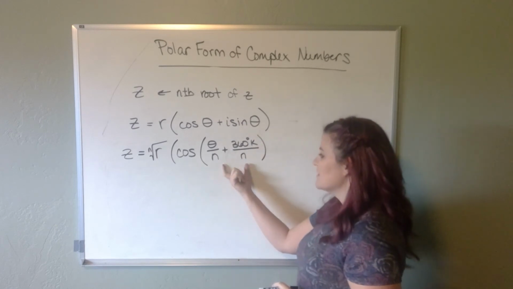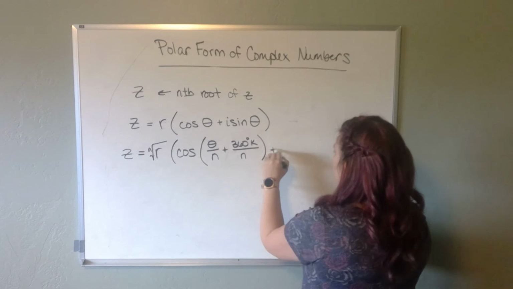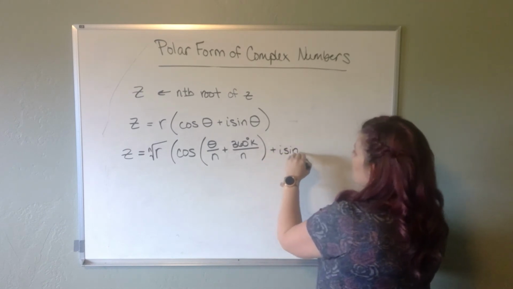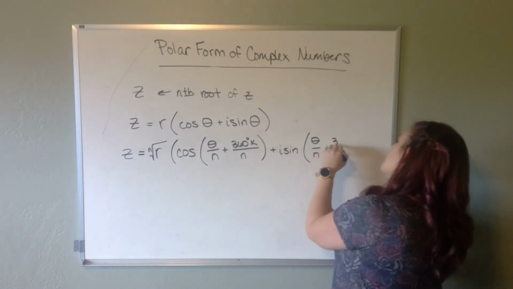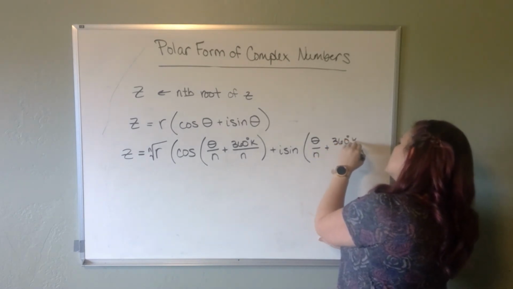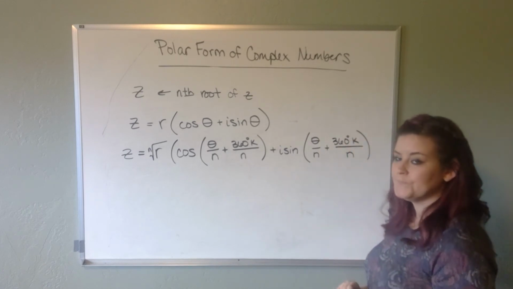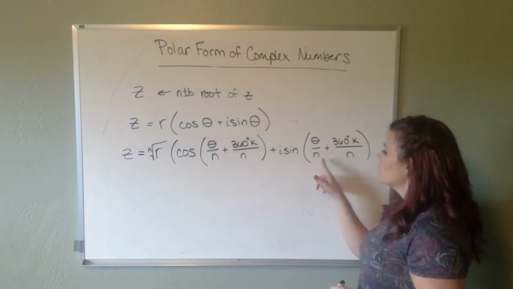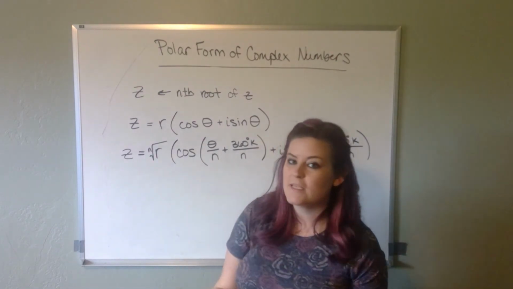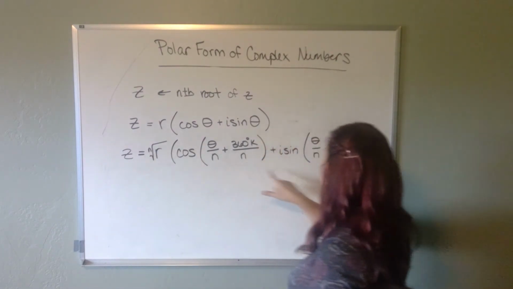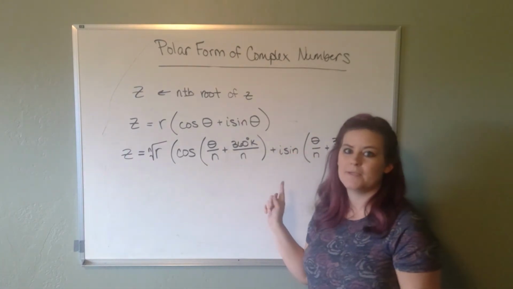This is your angle, which means it also goes in the sine place. So I have i sine theta over n plus 360 degrees times k over n. So n, remember that's the root I want to take. So that's going to be one value. If I say take the 5th root, these n's are all going to be 5s. What is that k? What is happening, right?